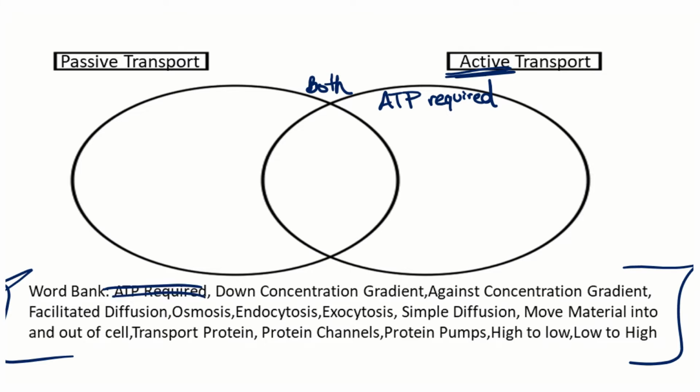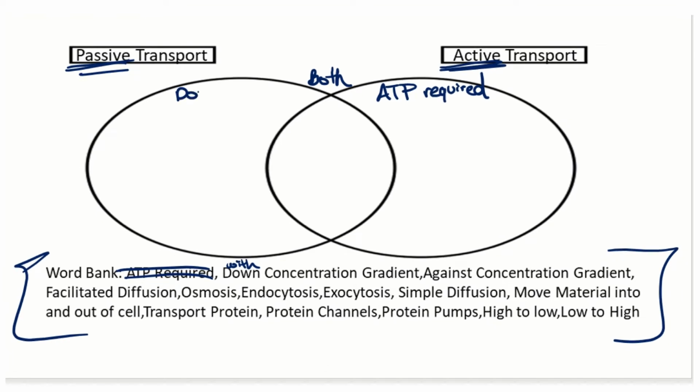Next is down concentration gradient. Now, down can also be referred to as with the concentration gradient. So basically you're saying that you're going with the flow. You're not going to go against it, meaning that you would not require any energy for resistance. So this would be passive transport, no energy required. So that's down concentration gradient.